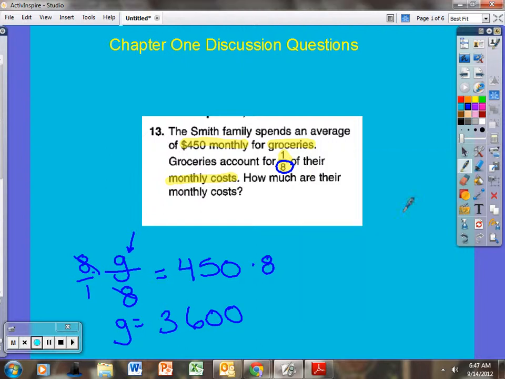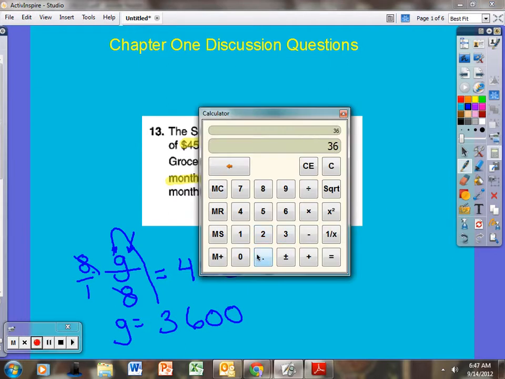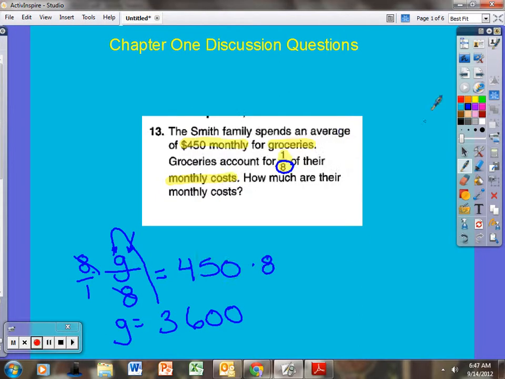Now again, here's the step we're not doing. Plug it back in. Substitute it back in. Better vocabulary there. 3,600 divided by 8 should give me 450. Let's take a look. 3,600 divided by 8 equals, there you go, 450. That checks. 450 checks 450.